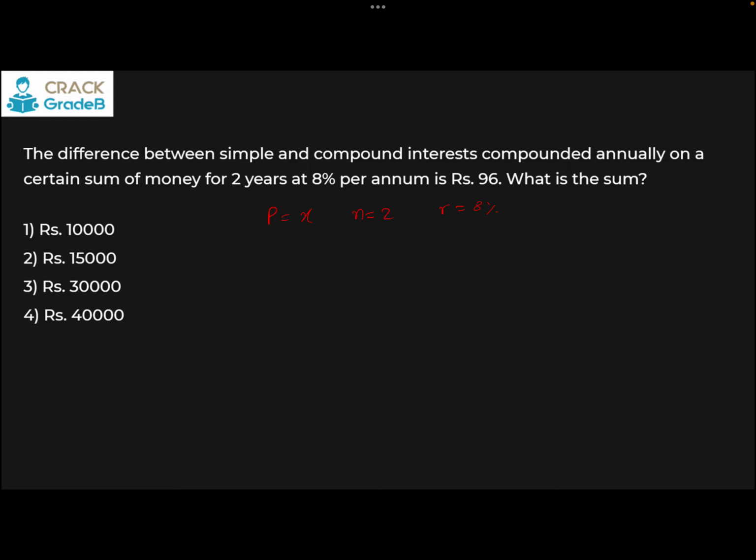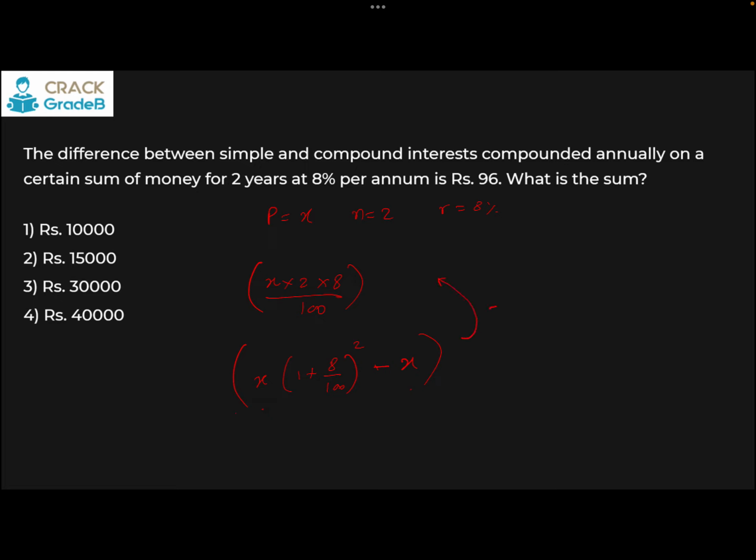So in case of simple interest, we are going to get P into N into R upon 100. And in case of compound interest, we are going to get the amount as P into 1 plus R upon 100 raised to the power of the number of years, that is 2. But this is the amount. We have to subtract the principal from it, which is X, because the difference between interests is given. So amount minus principal is going to give us the interest.